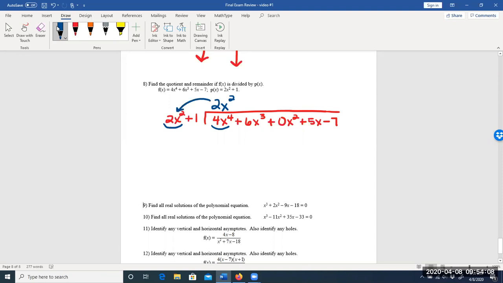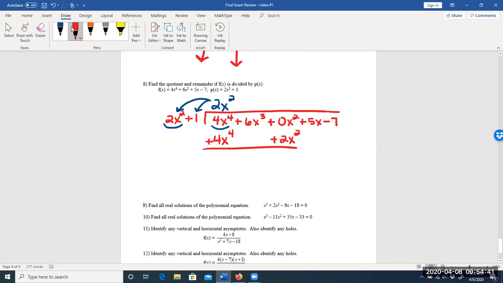Now I'm going to distribute this 2x squared, multiply times each of the terms of the divisor, and write the result below. So we have a 4x to the 4th, because 2x squared times 2x squared is 4x to the 4th, and 2x squared times 1 is 2x squared. I'm going to write that all the way over here under its like term.